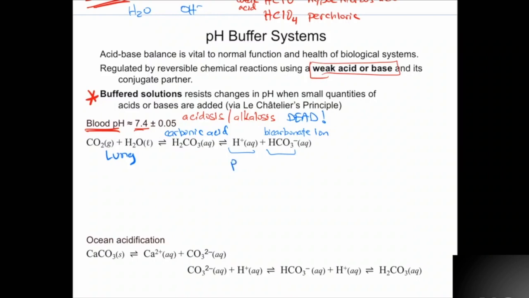Now, obviously, this dictates what the pH of the solution is. Actually, we're in the blood now, so I should really write this in red. Okay, so here, now we're in the blood.